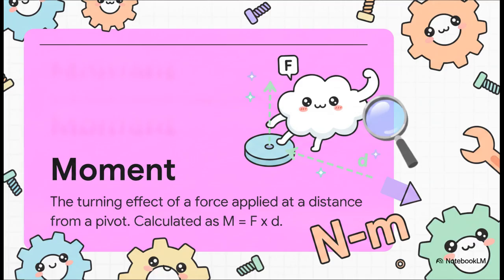To quantify that twist, we use the moment, which is also sometimes called torque. M equals F times D. So the moment is the force in newtons multiplied by the perpendicular distance from the pivot in meters. Seriously, burn this into your memory. The unit is Newton meters. And remember, this is a huge trap. If the distance isn't perfectly perpendicular to the force line of action, you can't just multiply them together. You absolutely must find that perpendicular intersection.